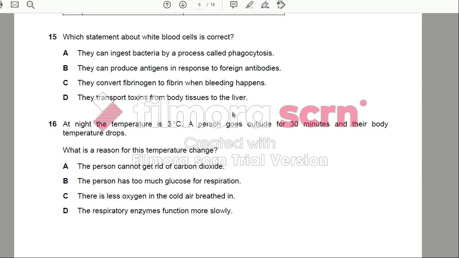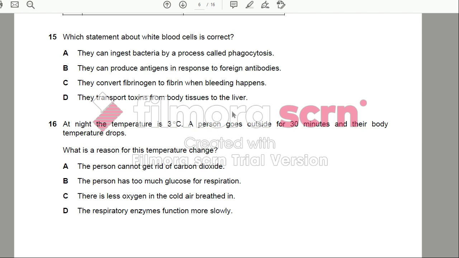Option A, they can ingest bacteria by a process called phagocytosis. Yes, it's correct, but we see the other options. B, they can produce antigens in response to foreign antibodies. No, actually when pathogens get their entry into our body, they produce antigens against which our white blood cells, the lymphocytes, will produce antibodies. So option B is incorrect.